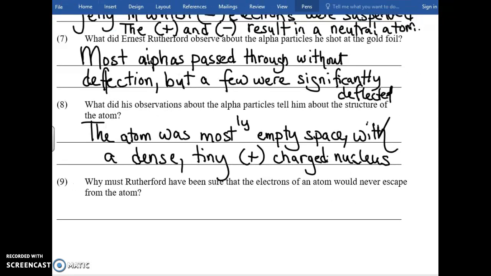Finally, number nine, why must Rutherford have been sure that the electrons of an atom would never escape from the atom? Well, this is not explicitly in the text, but if we remember, he established there was a positively charged nucleus, and outside of it, there were electrons which are negatively charged. Well, it would make sense that the positive and the negative would be attracted to one another to such a degree that the electron could never, under normal circumstances, fly off. That was our first lesson of the unit.